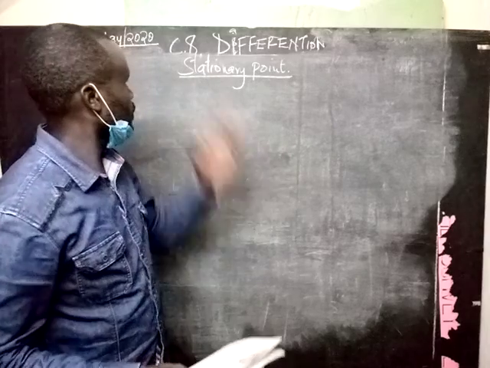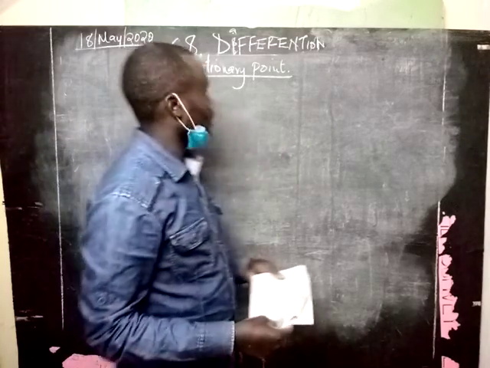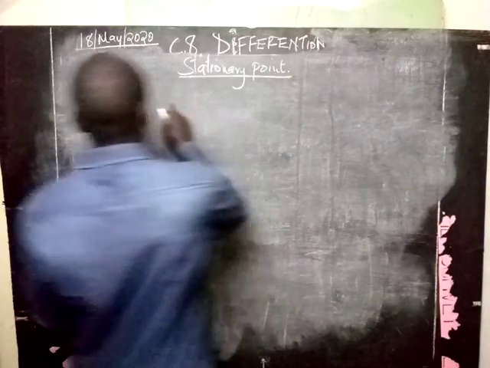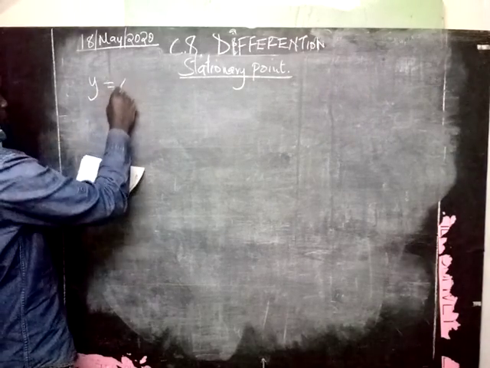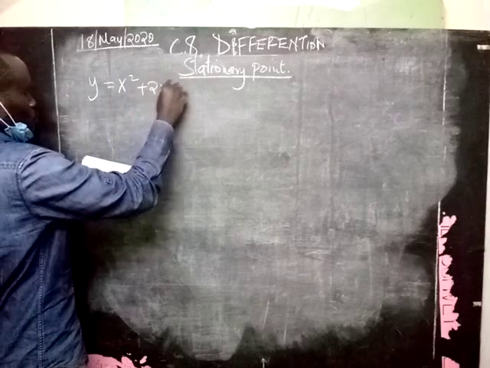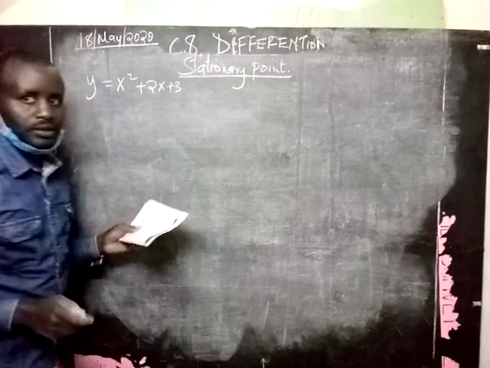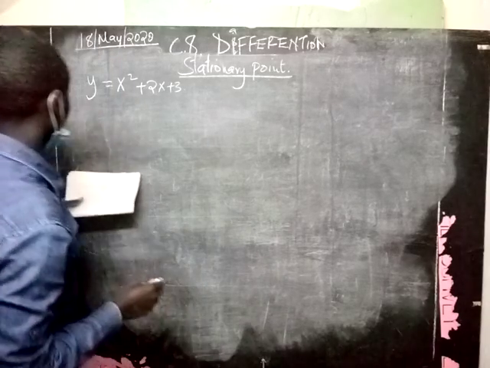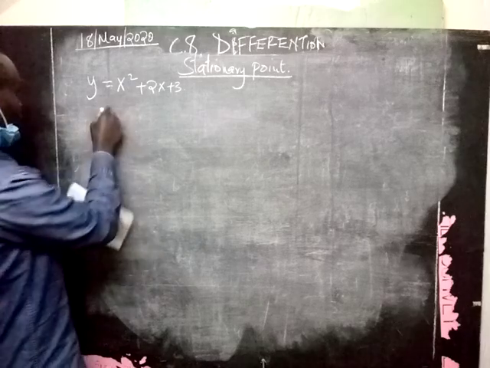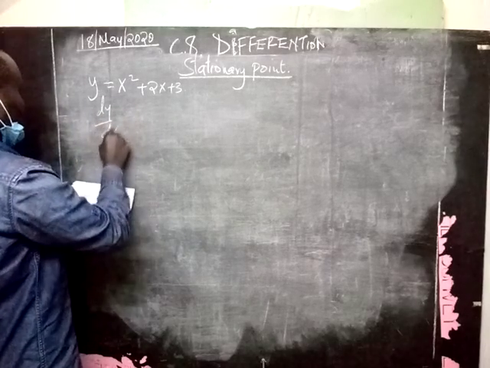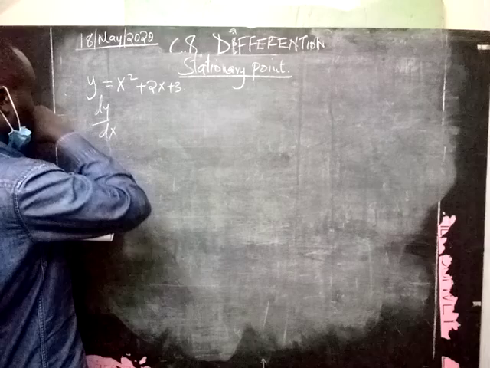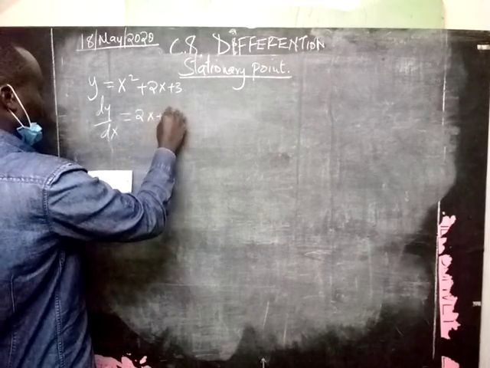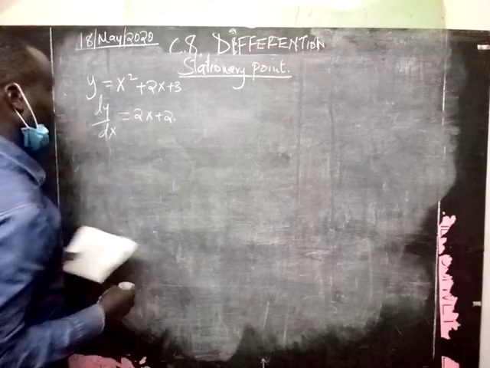Welcome back. We are still on differentiation. We are now at stationary points. Consider this curve, y equals x squared plus 2x plus 3. We want to find the nature of the curve. So we differentiate to have dy over dx, where we have 2x plus 2, because that is our derivative.